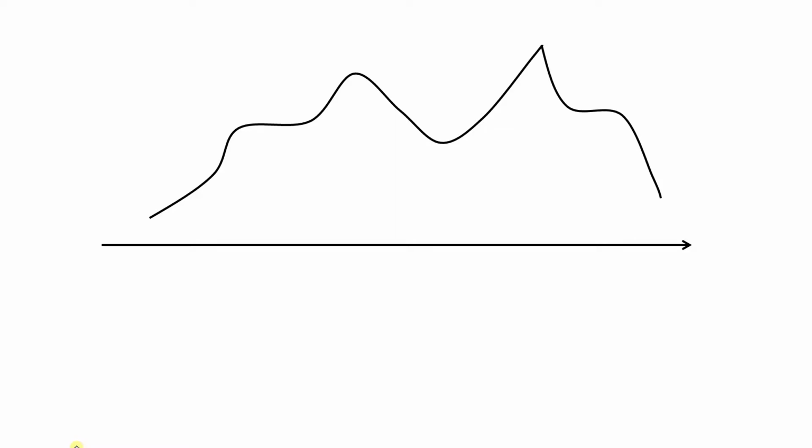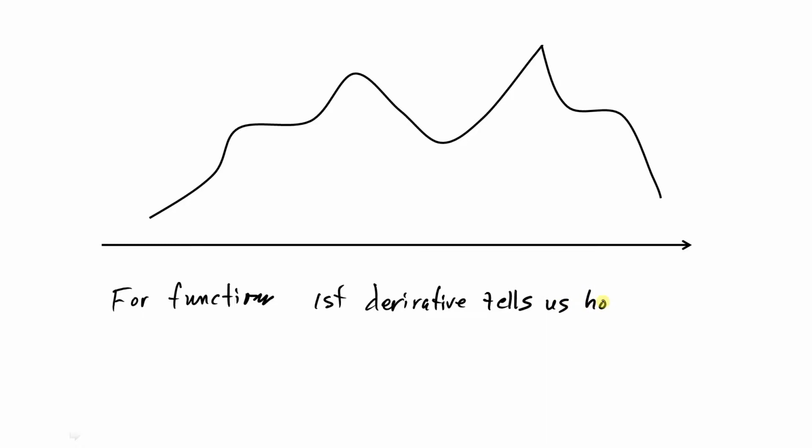In fact, this graph is just an example of some possibilities that you will see, and we want to say that for functions, the first derivative tells us how the graph rises and falls. In this particular graph here, you see the first derivative is 0 at this point.